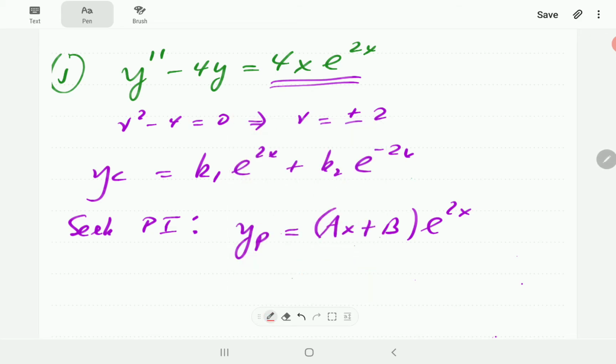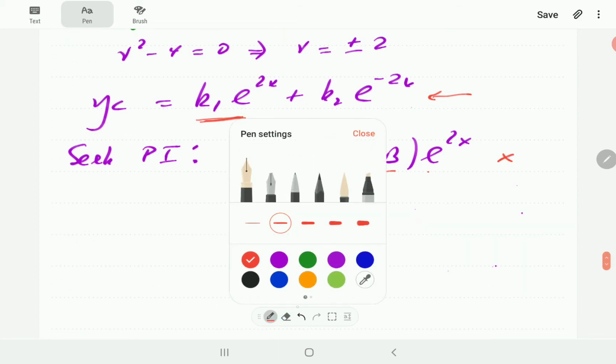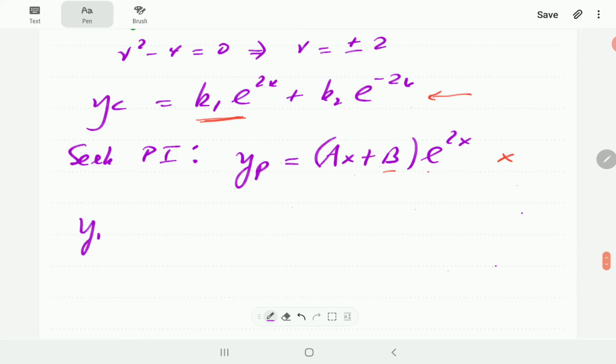Now comparing this with the complementary solution, we see that the b times e to the 2x is of the same form as the k1 times e to the 2x. So that means the second term here is going to be a problem. So we need to multiply everything by x. So we're going to have ax squared plus bx times e to the 2x. Okay.